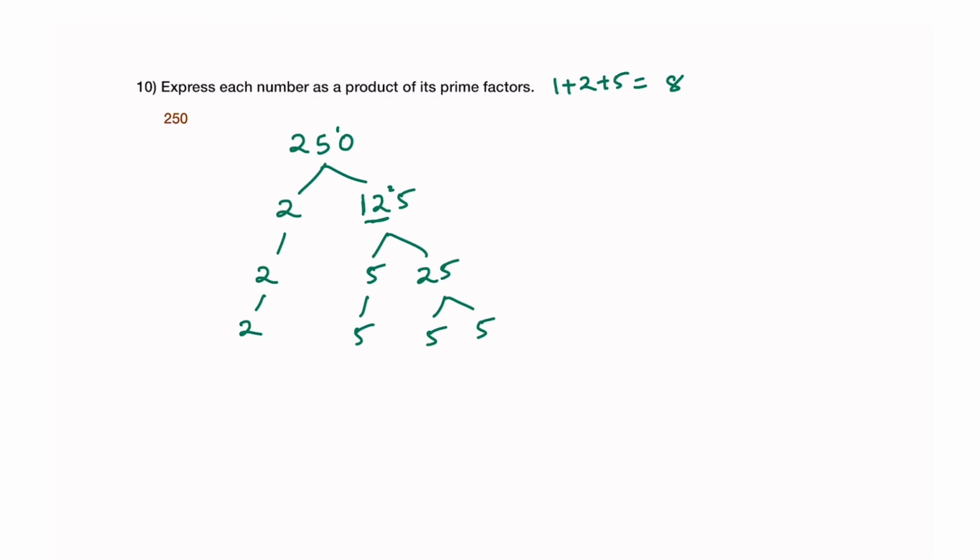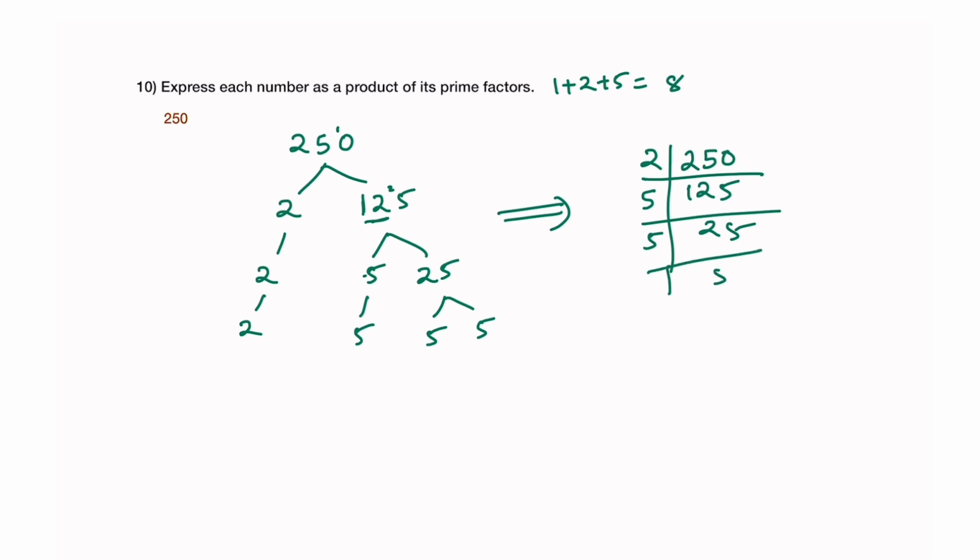There's 2 as it is, 5 as it is, and 25 we know it is 5 times 5. Okay? And the second method, 250, 2, that's 125. Now I'm using these numbers from here to write here. So that's 5 times 25. Like I have to look at this now. This 5 is done. So I have to look at this one now. So that's 5 times 5. Okay? So 250 can be written as 2 times 5 times 5 times 5.